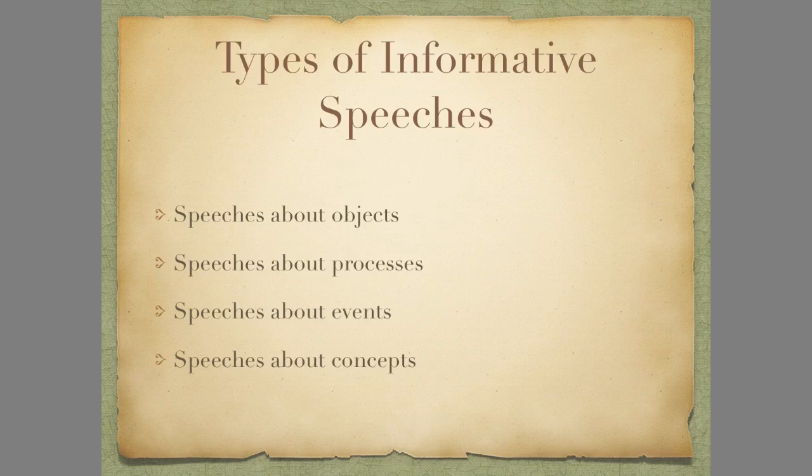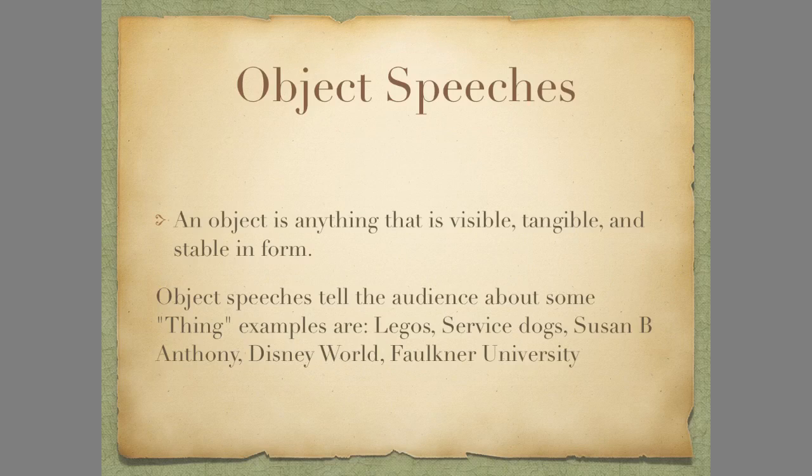There are 4 different types of informative speeches that you could possibly give. You'll need to choose one of these different types. The first would be giving a speech about an object. Next, speeches about processes. Third, speeches about events. And then fourth, a speech about a concept. Now, we'll go through each of those individually so you can learn a little bit more about what each of these types of speeches will be.